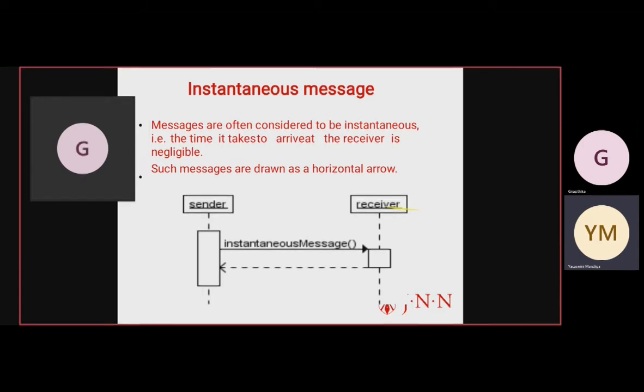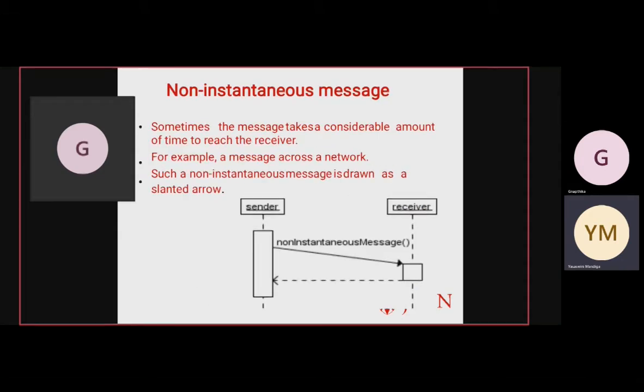Next, coming to the non-instantaneous message. Sometimes a message takes a considerable amount of time to reach the receiver, for example messages that cross over a network. In between, any new message generated by an event is simply called an interrupt. Interrupts come under non-instantaneous messages.